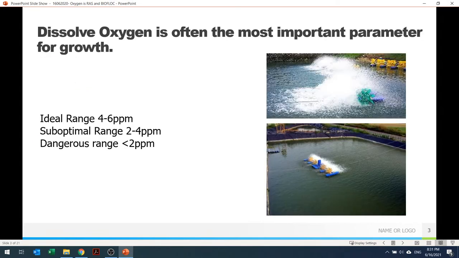Okay, most importantly, you have to understand that dissolved oxygen is the most important parameter for growth, right? I really like to stress that, because not having enough oxygen is often the reason why ponds, RAS systems and biofloc systems are usually constrained. When I look at growth, I only think about two things in general: genetics and dissolved oxygen. This is really, really important.